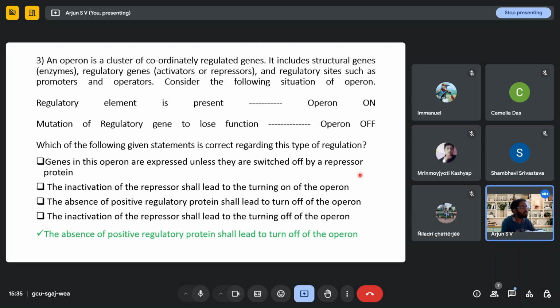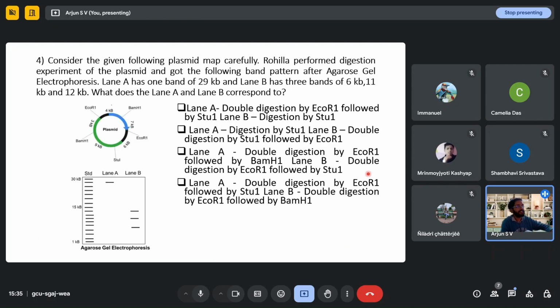So I'll move on to the next question. The next question I think is a bit problematic one where you need to sit and solve the problems. So there is a plasmid map. Consider the following plasmid map carefully.